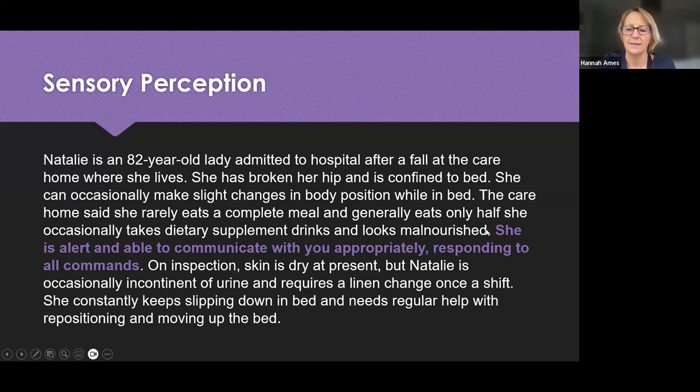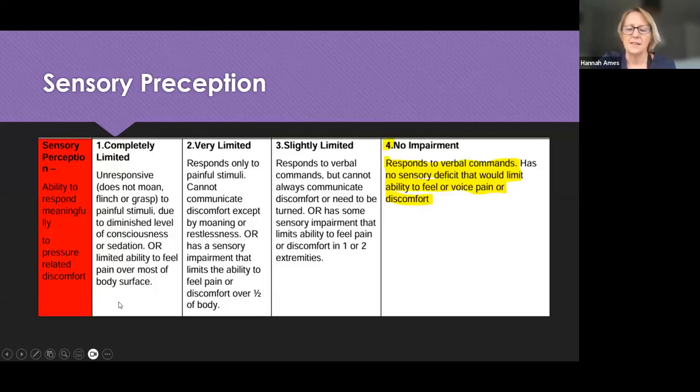So the first bit of information we're going to look for is sensory perception. So I've highlighted that here. She's alert and able to communicate with you appropriately, responding to all commands. So if we went to sensory perception, we would put her here, wouldn't she? She is able to respond to verbal commands, and she's alert, and she's able to voice any feelings of discomfort. So we'd score her a 4.